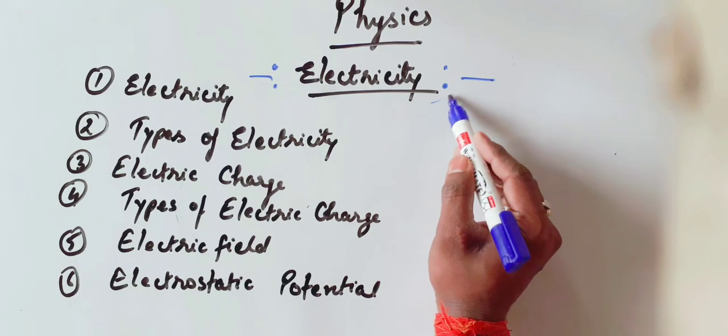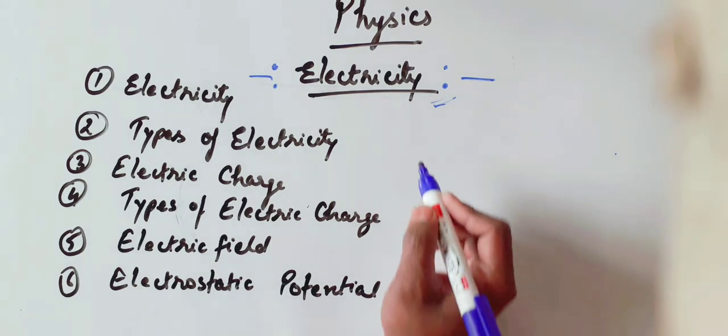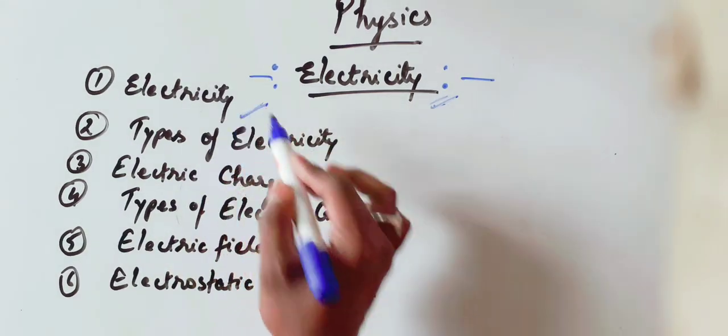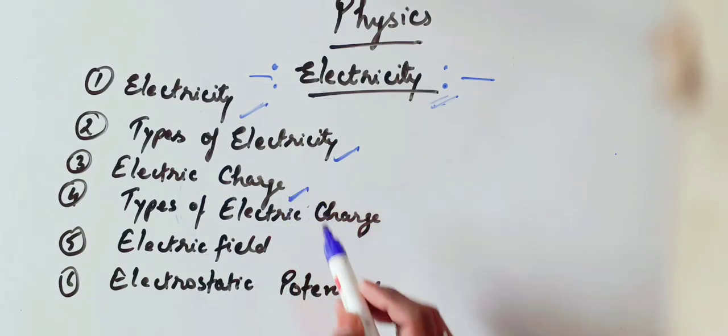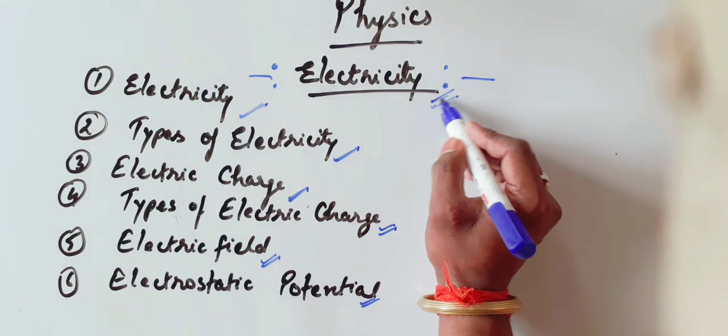Today I am going to discuss one chapter of NCERT Physics, Electricity. So guys, in this chapter I will cover electricity, types of electricity, electric charges, types of electric charges, electric field and electrostatic potential. So guys, let us start this chapter.